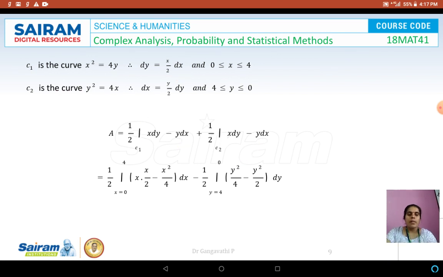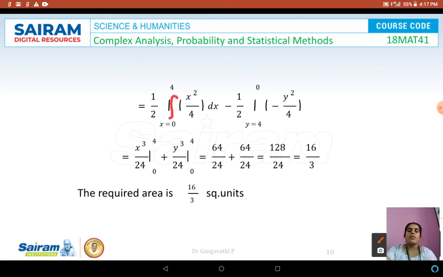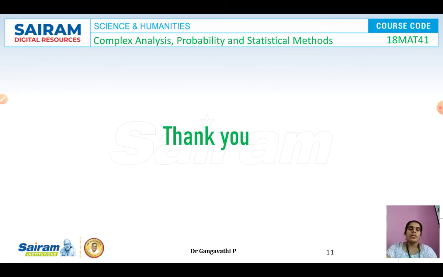Now we can proceed for integrating it. On simplifying, we get the integral for x from 0 to 4 of x square by 4, minus half into, on simplifying, y square by 4. Now integration of x square is x cube by 3, and integration of y square is y cube by 3. Substituting the limits and simplifying, we get the answer equal to 16 by 3. The required area is 16 by 3 square units. So this is how we have to work out the problems of finding the area by using Green's theorem. Thank you all.